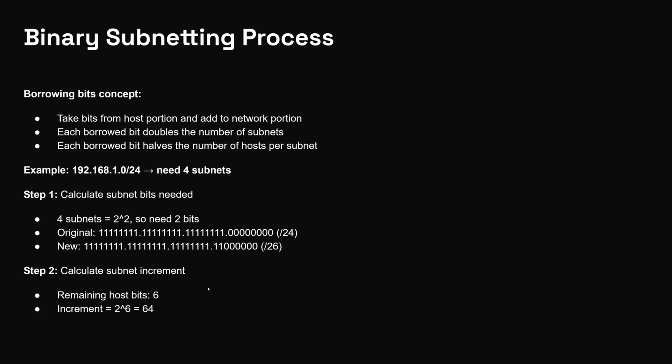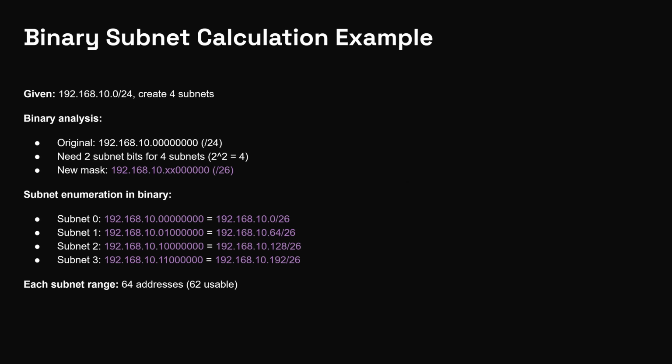Step 2 is we calculate the subnet increment. The remaining host bits is 6, so the increment is 2 to the power of 6, which is 64. So out of that /24 with 254 usable hosts, you've now created 4 separate networks, each in its own broadcast domain, each able to have firewall policies around it, of 4 subnets with 64 addresses each. Okay. Great. Let's move to the next slide.